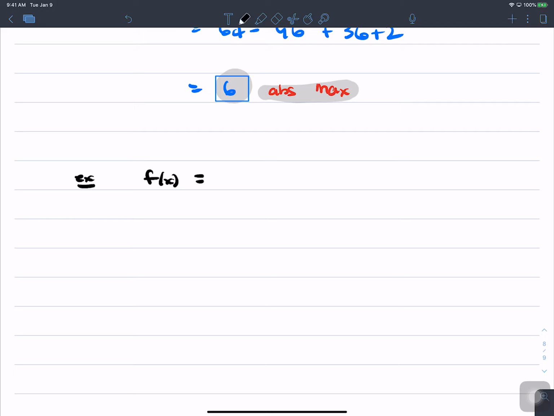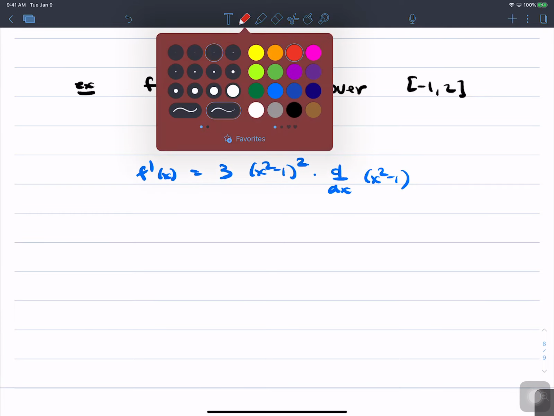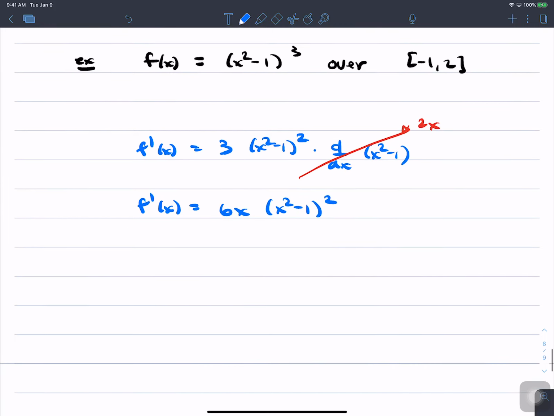f of x, I'm going to put (x squared minus 1) cubed, over the interval negative 1 to 2. Again, remember we need that derivative here. So differentiate: 3 times (x squared minus 1) squared, times, by the chain rule, the derivative of x squared minus 1, and that's 2x. f prime of x becomes 6x times (x squared minus 1) squared.